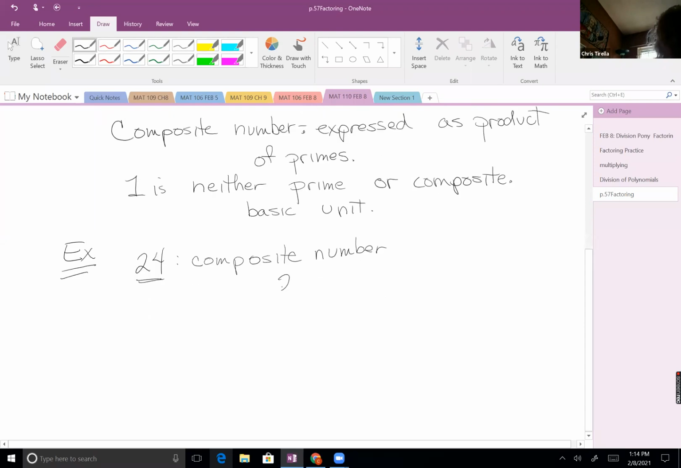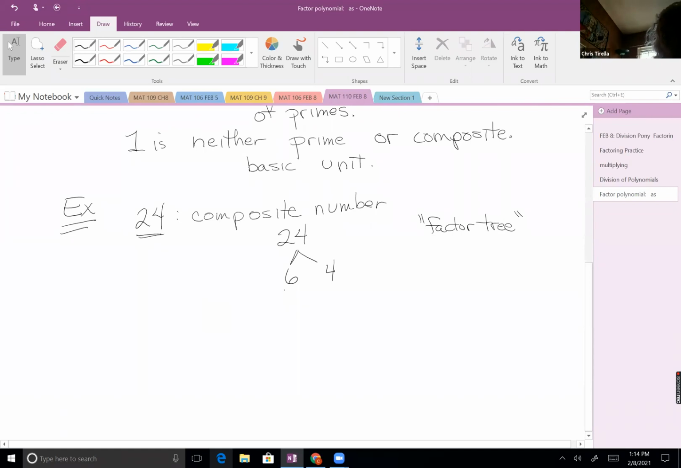If I look at the number 24, some of you might have seen that idea in the past of a factor tree. Can anybody think of two numbers that multiply to give me 24? 6 and 4. I heard a couple, what I heard loudest was the 6 and 4. Can you think of two numbers that multiply to give me 6? 2 and 3. And 4 is 2 times 2.